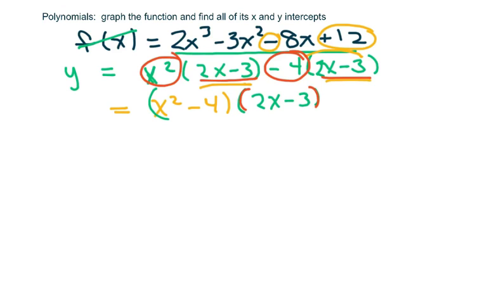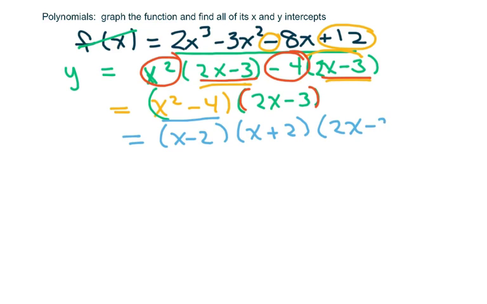Now I can further factor this more, and get x minus 2 times x plus 2. That's the difference of squares. And then I still have my 2x minus 3.